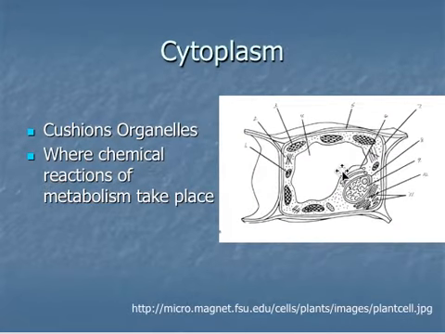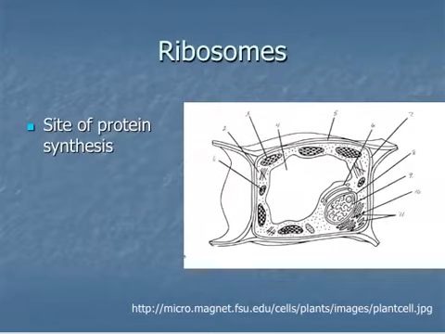Cytoplasm. Cytoplasm here is number 2. It is there and it cushions the organelles. It also is the place where a lot of the cellular reactions that create the metabolism of the cell all occur in the cytoplasm. So it's an area of rich biochemical activity. And as a point of order, cytoplasm is in both prokaryotic and eukaryotic cells.